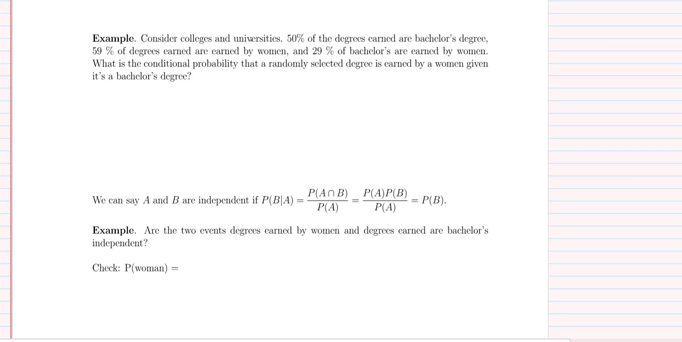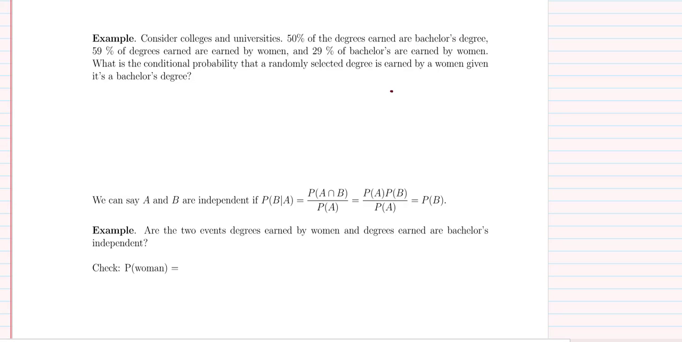Alright, so here we're considering all colleges and universities, and we're looking at the degrees earned. Okay, so 50% of degrees earned are bachelor's degrees. 59% of degrees earned are earned by women. And 29% of bachelor's degrees are earned by women. So these all sound the same, but they're all different. Okay, this is talking about the population of degrees and the subpopulation of bachelor's degrees.